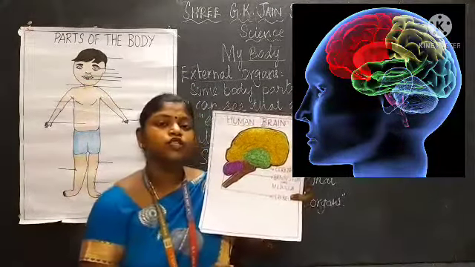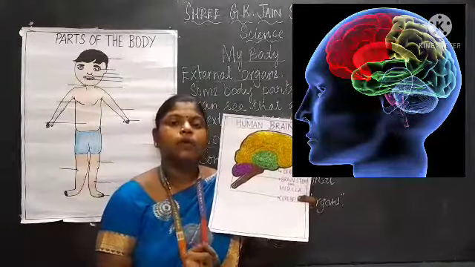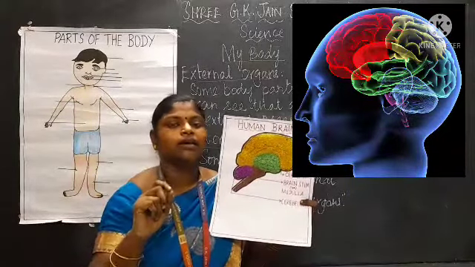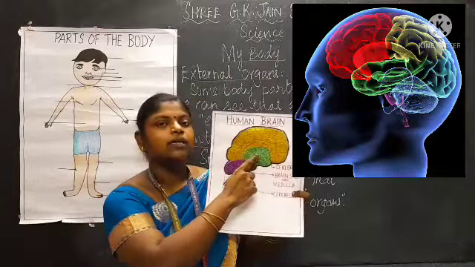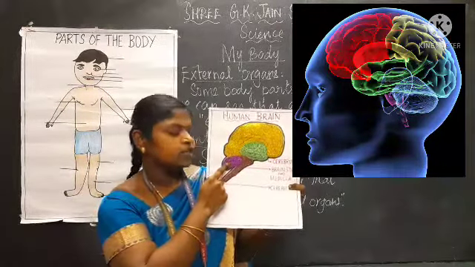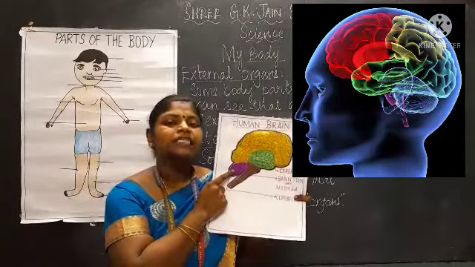The job of the cerebrum is learning, thinking, questioning. That means if you want to think anything, if you want to learn anything, this part is responsible for these things. Next, the responsibility of the cerebellum is to balance our body.